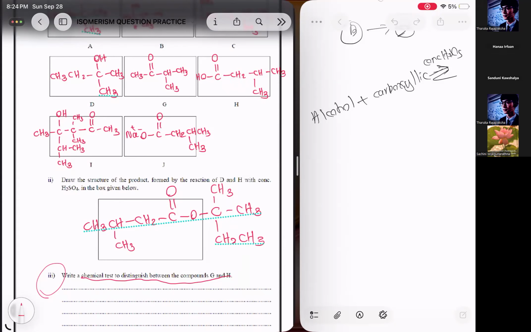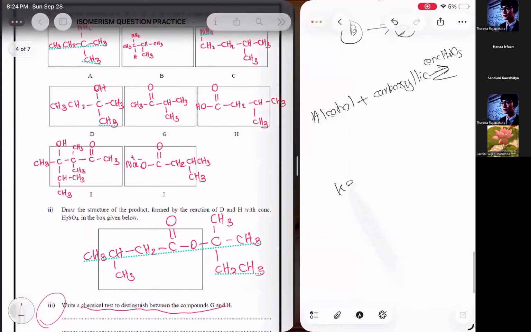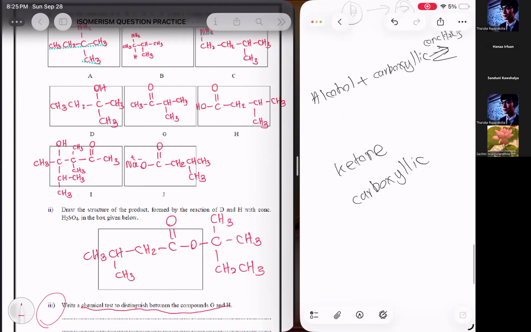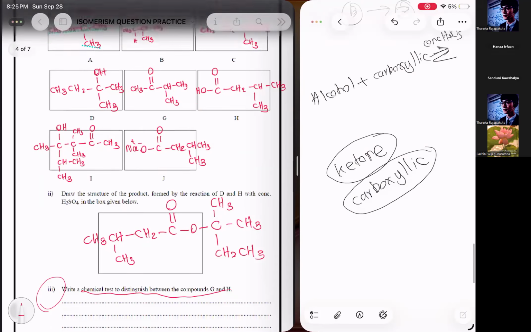Write a chemical test to distinguish between G and H. So what is G? G is a ketone and H is a carboxylic acid. How do you distinguish between these two? We can add sodium carbonate. Sodium carbonate will react with carboxylic acid by evolution of carbon dioxide. We are going to discuss this point under acidity variation.